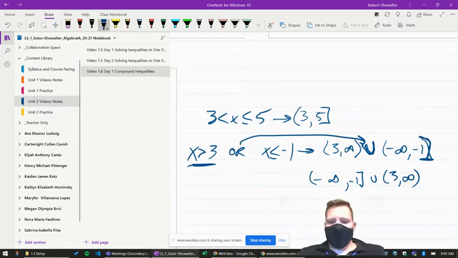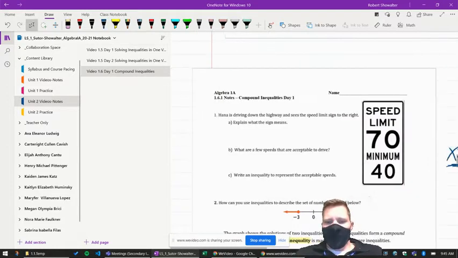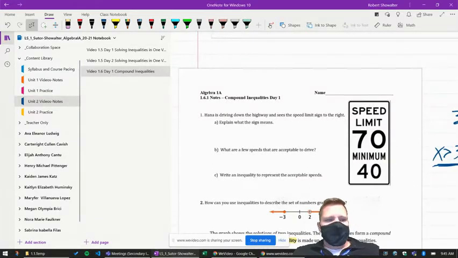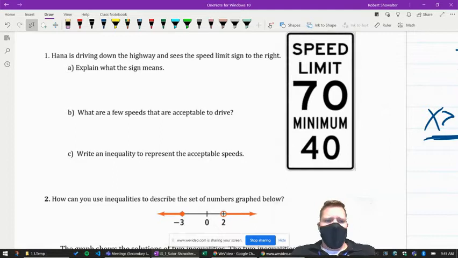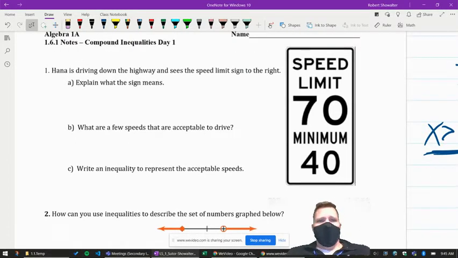We're going to talk about that more at length. Let's do this. Here we go. Ken is driving down the highway and sees the speed limit sign at the right. Explain what the sign means. So the speed limit sign at the right means we have to be between 40 and 70.